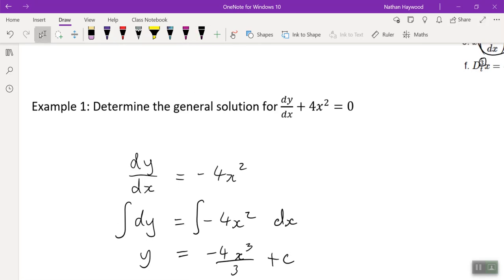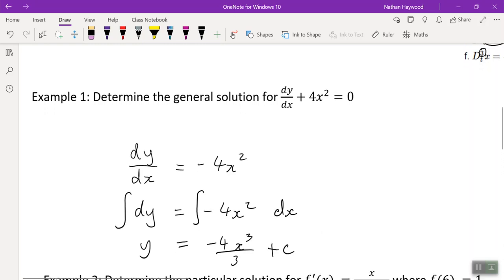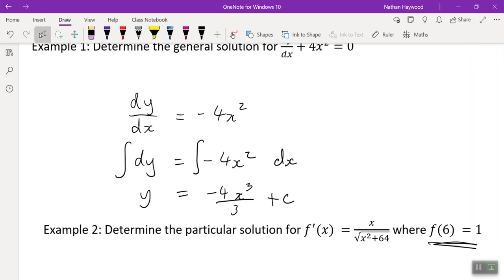And why do we have the plus c, do you remember? There could be a constant, so if we went back the other way, we derived, that constant would disappear. So we don't know if there's a constant. And that's what makes it the general solution. We don't know the constant that could be there. And that's where the particular solution comes in. They give us a situation to determine the constant.